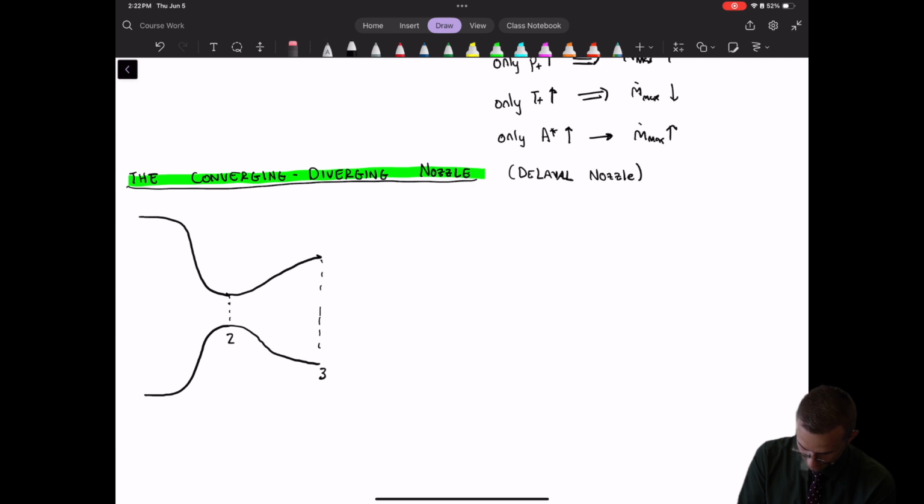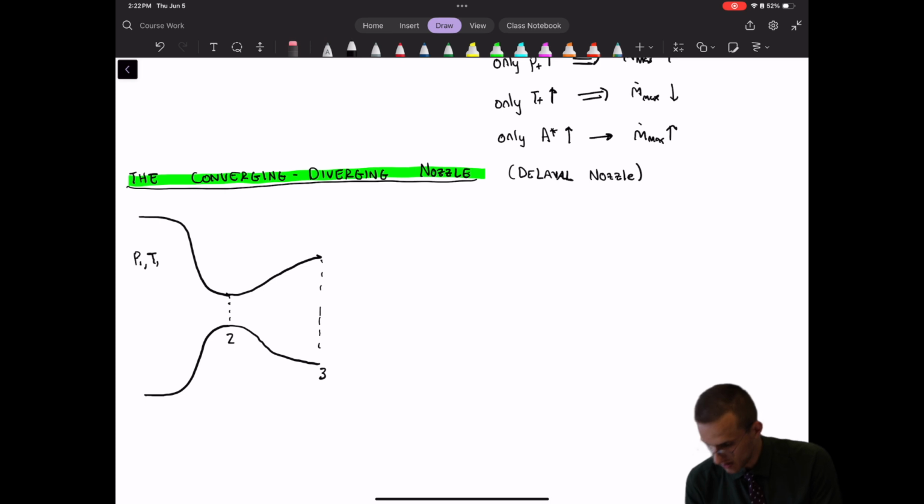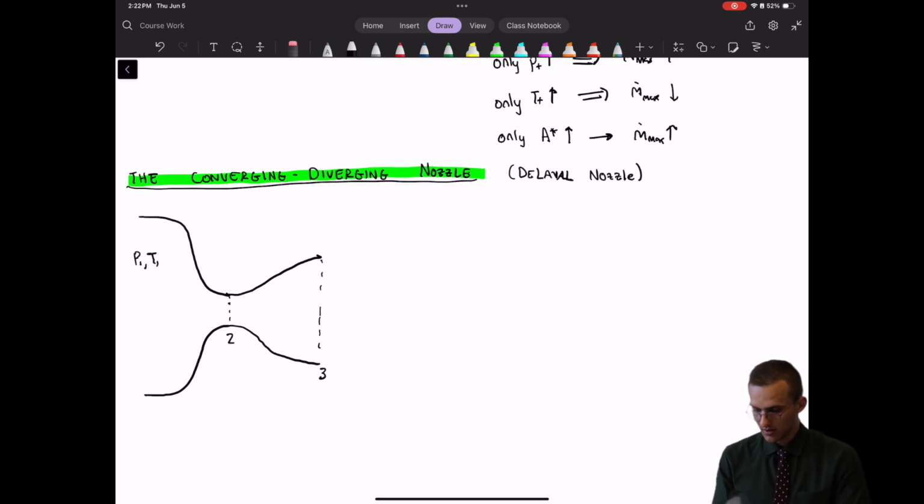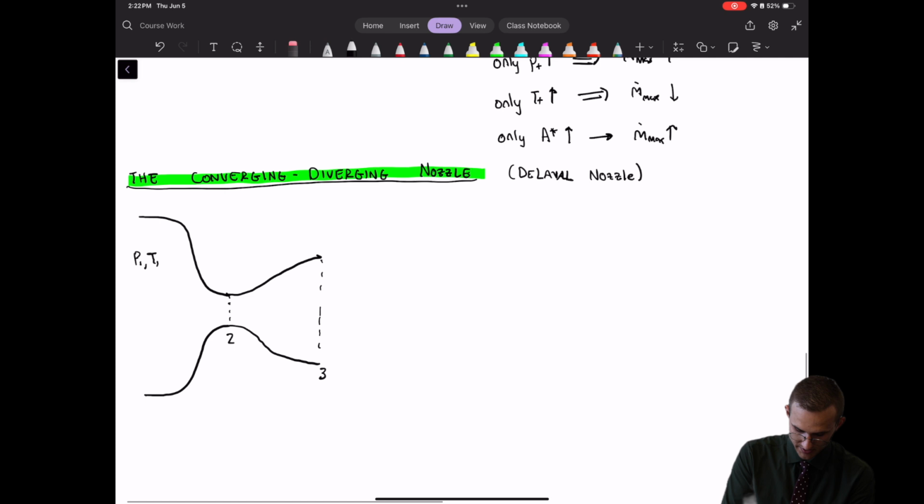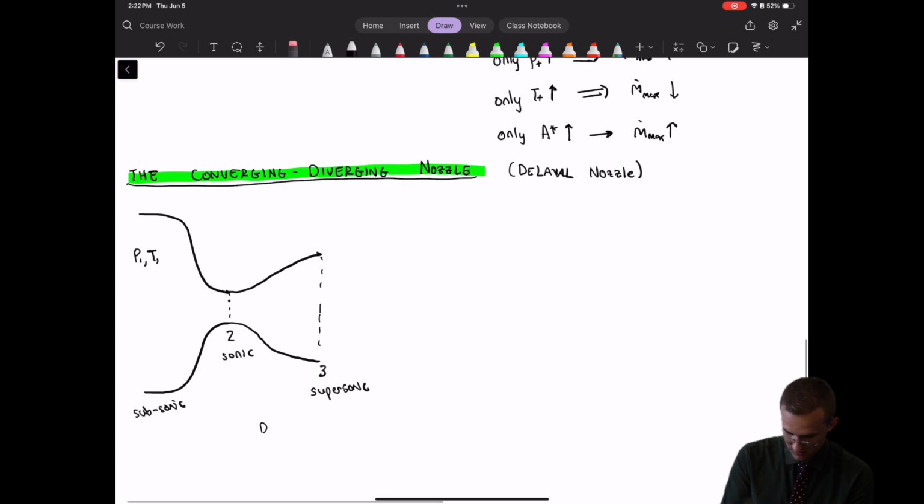state 1 over here, which we'll just define loosely as the upstream condition with P1, T1. And then what's called your design operation is where at state 1 you have some sort of subsonic flow. At state 2, you're exactly sonic, or the flow is choked. And then at state 3, you have supersonic flow. So when you have these three conditions all happening at the same time, we call this the design operation.